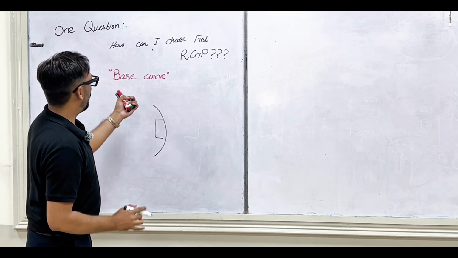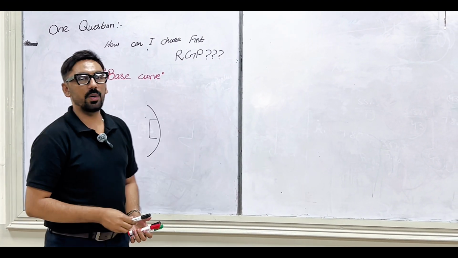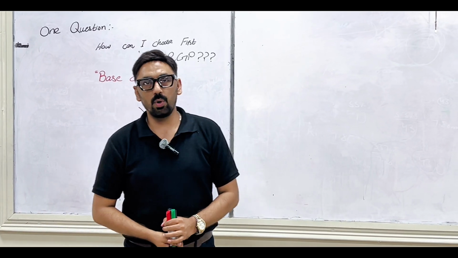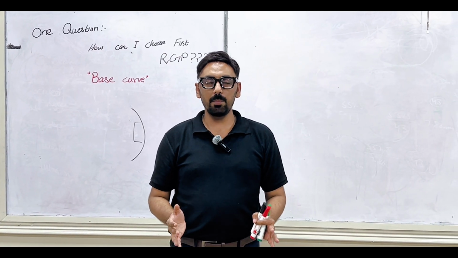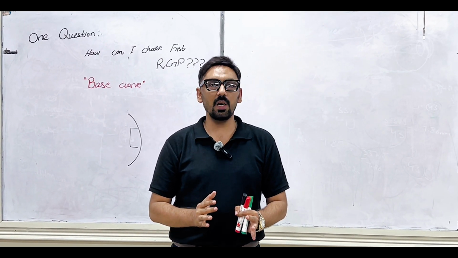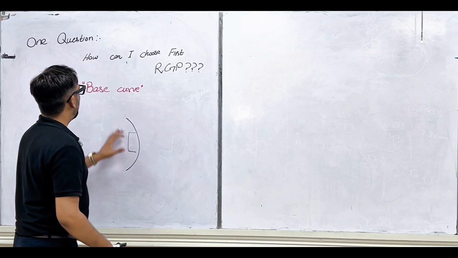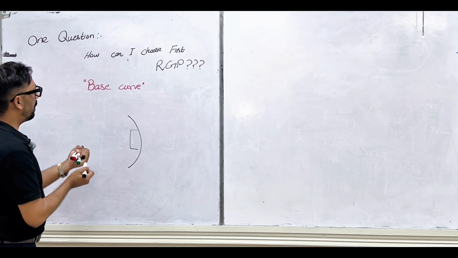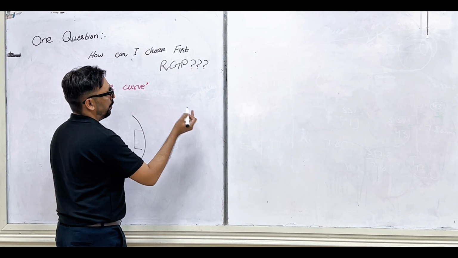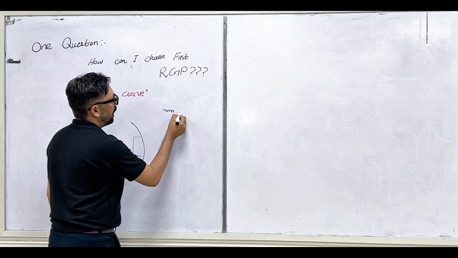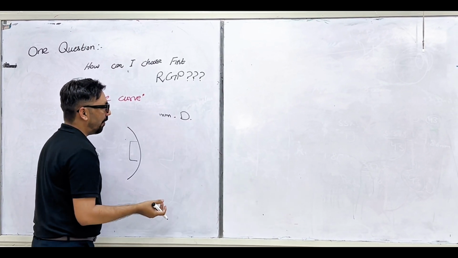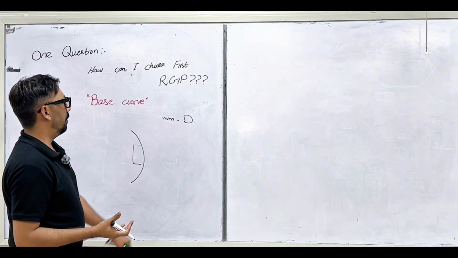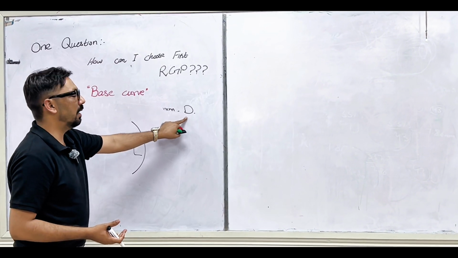So this is called the base curve, and the base curve is very important when we are dealing with RGP contact lenses or any type of contact lenses, particularly and especially in the RGP lenses. We can measure the base curve in two different units: millimeters and diopters.